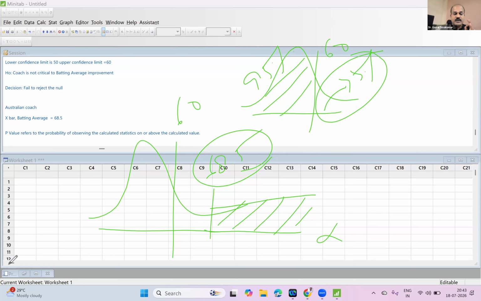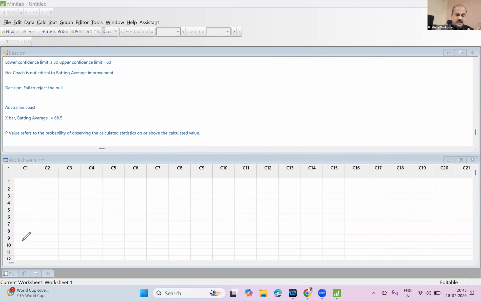Yes, we conclude the appointment of the Australian coach is critical to the batting average. I mean, there is a significant improvement in the batting average while appointing the Australian coach. So we confirm that appointment of the Australian coach is critical, but appointment of the New Zealand coach is not critical. The improvement observed with the New Zealand coach is considered random. So this is the whole idea of hypothesis testing.